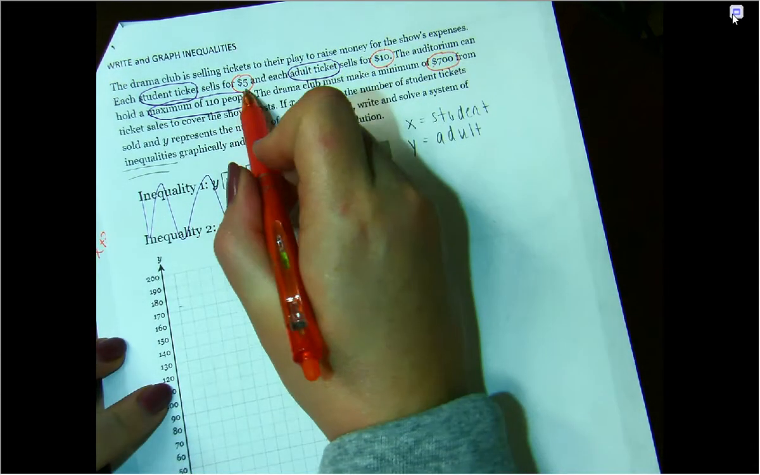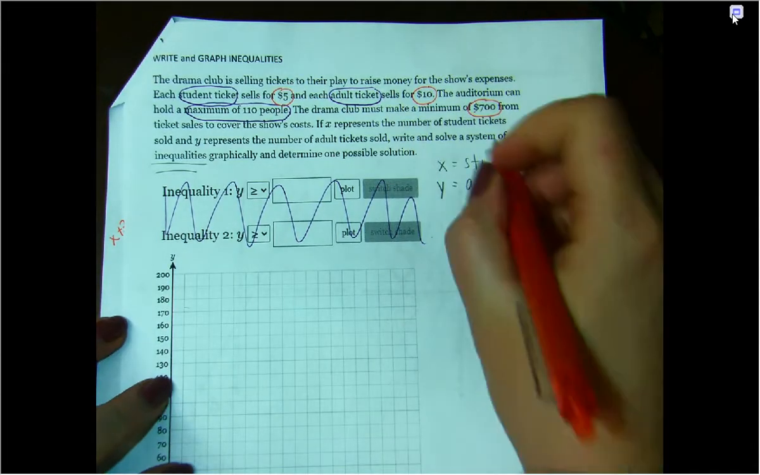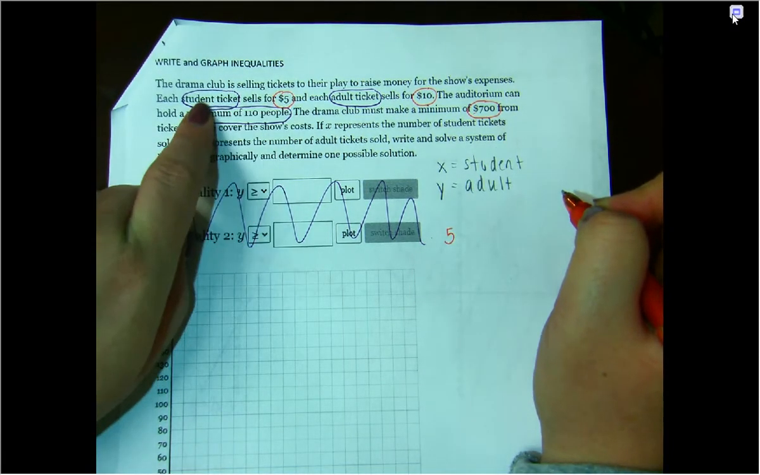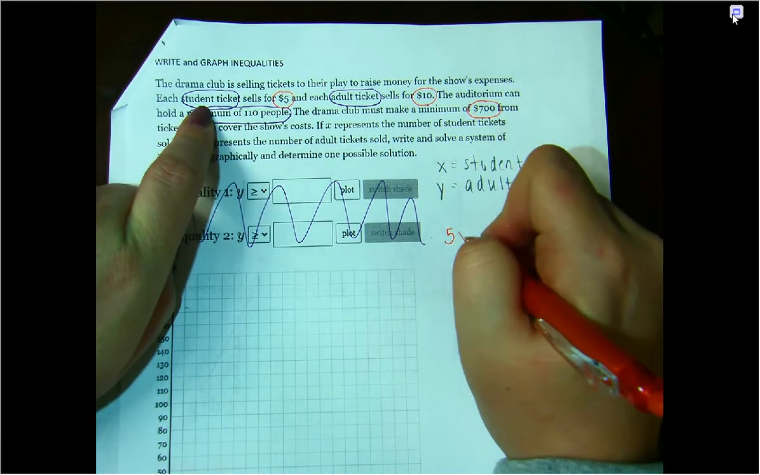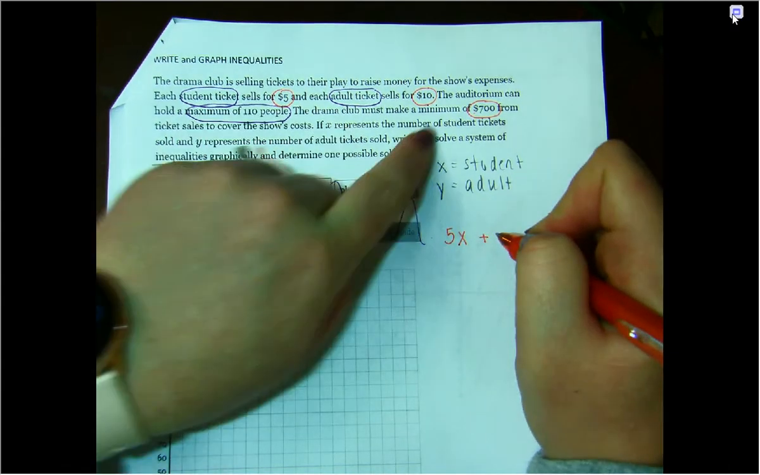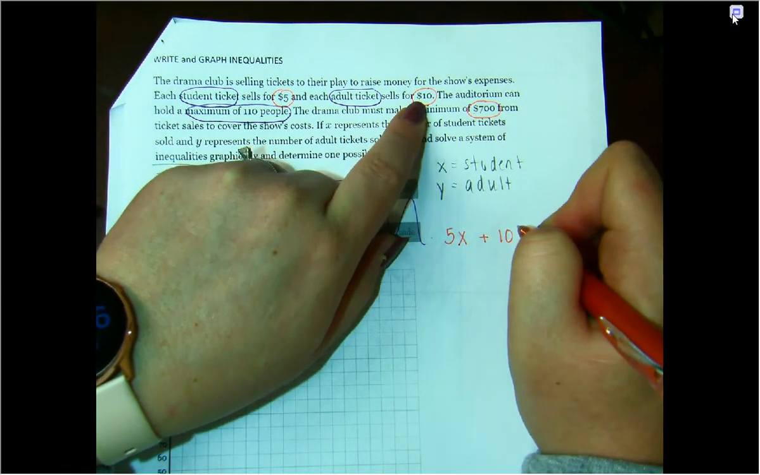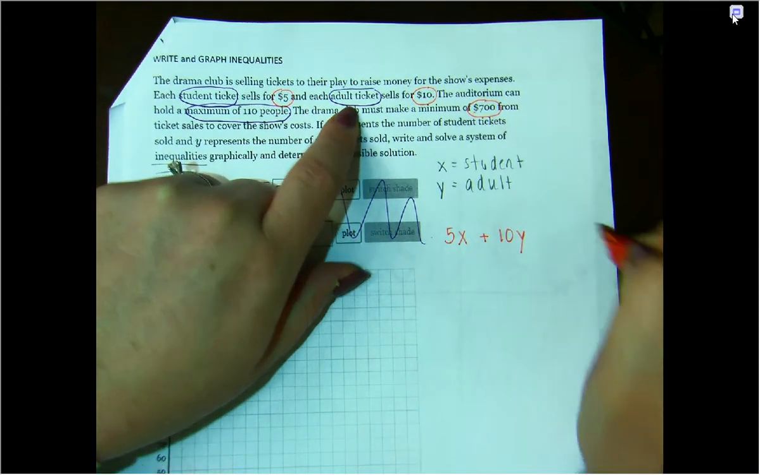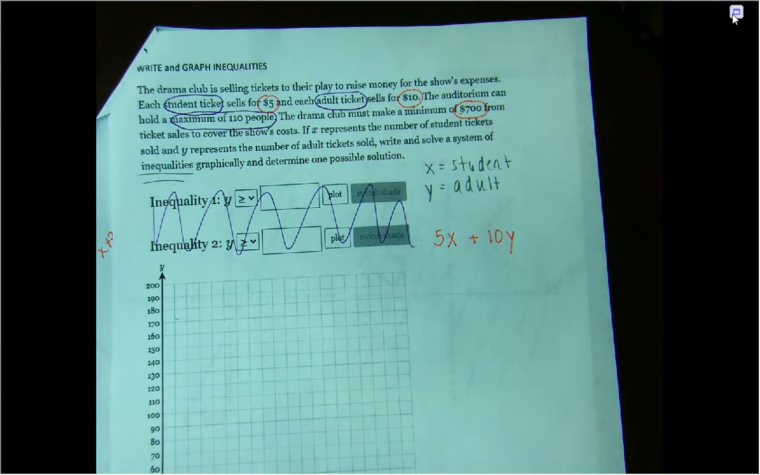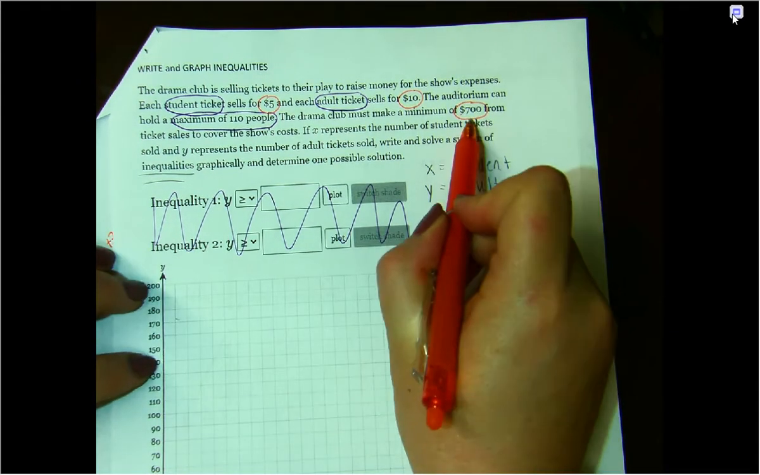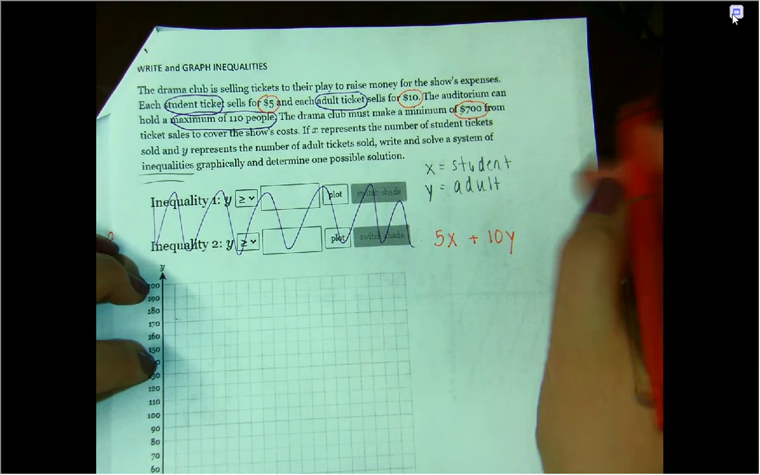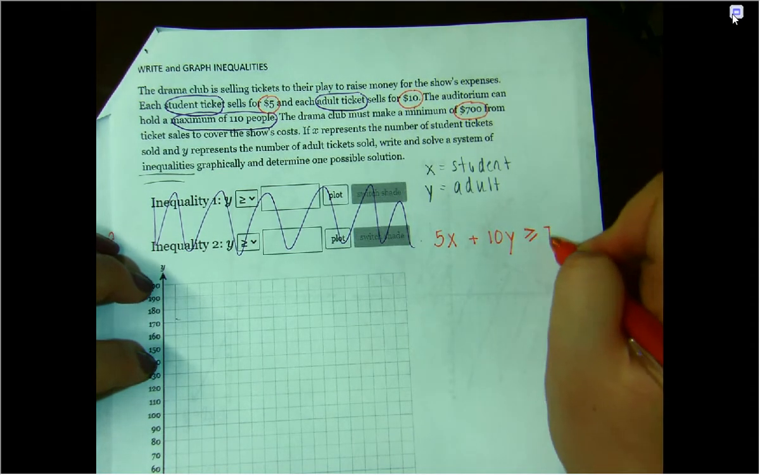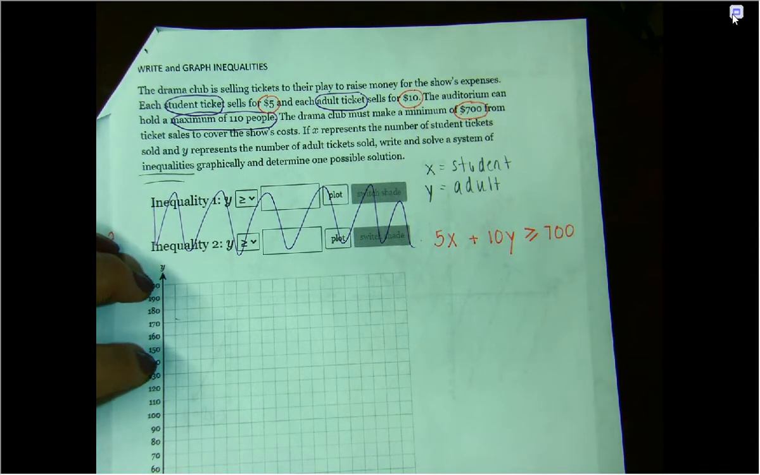The first thing I'm going to start with is my money equation. So I have $5 for student tickets, students are X, plus $10 for adult tickets, which is Y. Well, if you had the option, would you want to sell more? Of course you want to sell more. So this will be greater than or equal to, because you'd be satisfied with just the regular 700 too.